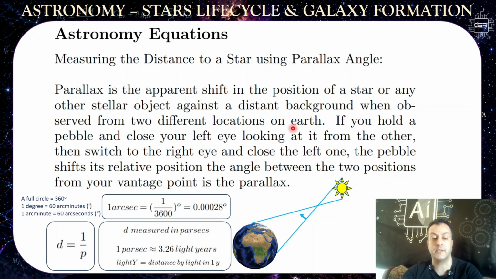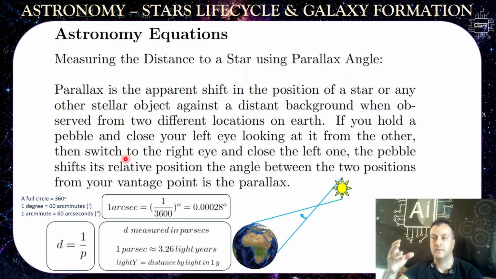For instance, if you hold a pebble and close your left eye, looking at it from the other, then you do the same thing and switch to the right eye and close the left eye, the pebble will shift. It will shift its relative position. The angle of shifting between these two positions can be used in order to measure the distance using the tan.